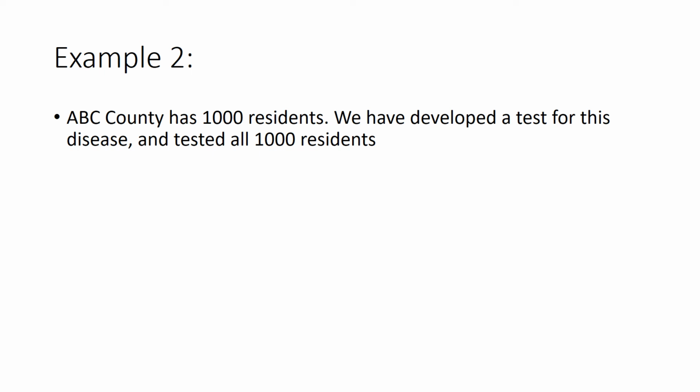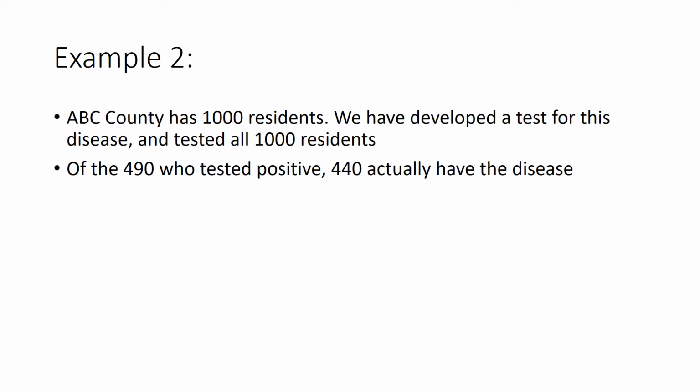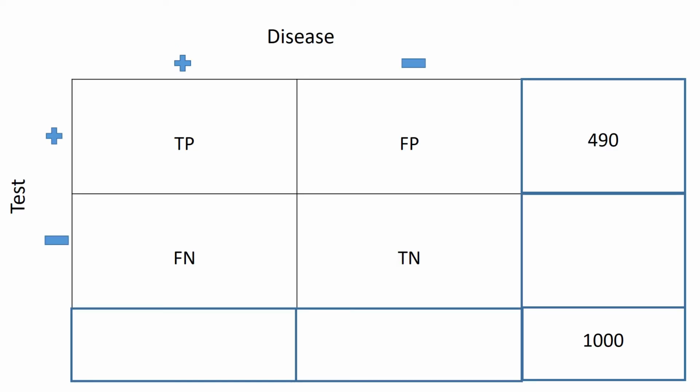So we know that ABC County has 1,000 residents. Here we were able to sample the entire population, so our sample size is 1,000. So in that bottom right-hand corner, total number is 1,000. Next, of the 490 who tested positive, 440 actually have the disease. So 490 tested positive. True positive is 440, and with some subtraction, false positive equals 50.